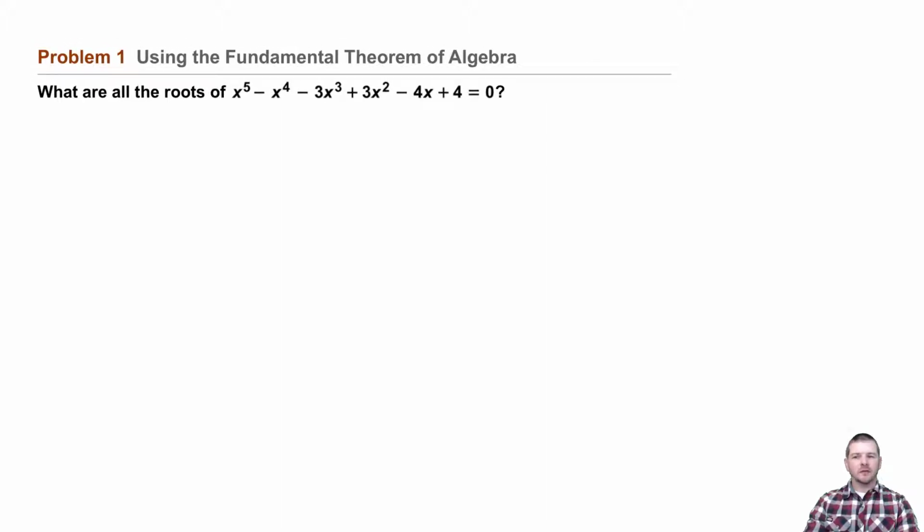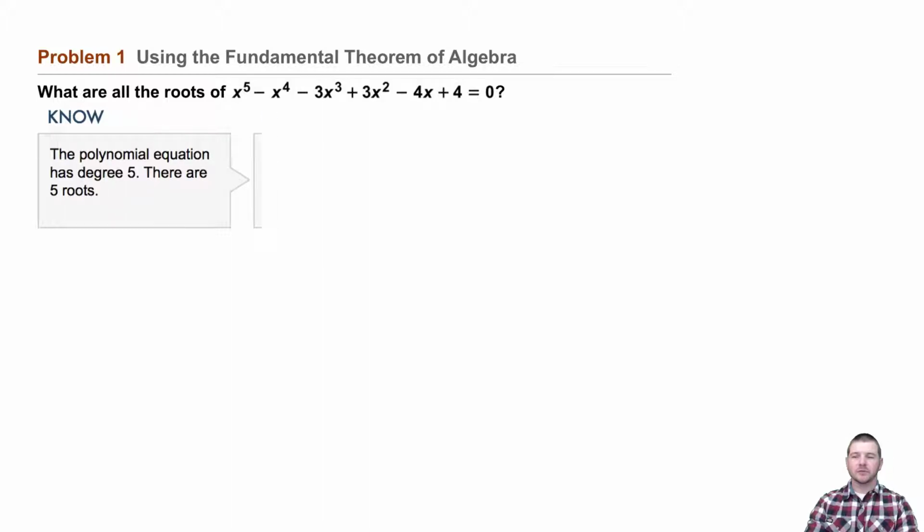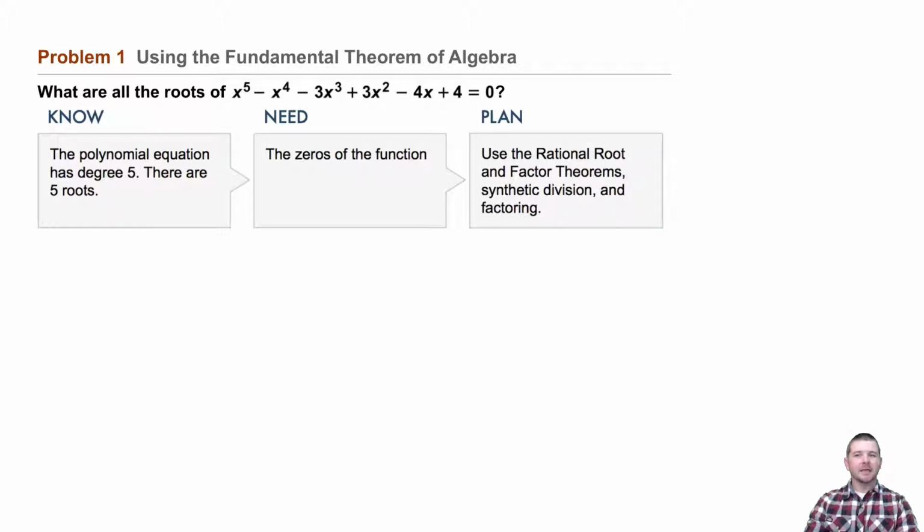what are all the roots of x to the fifth minus x to the fourth minus 3x cubed plus 3x squared minus 4x plus 4 equals 0? First, consider what you know. You know the polynomial equation has degree 5. There are 5 roots. Then consider what you need. You need the zeros of the function. So your plan? Use the rational root and factor theorems, synthetic division, and factoring.